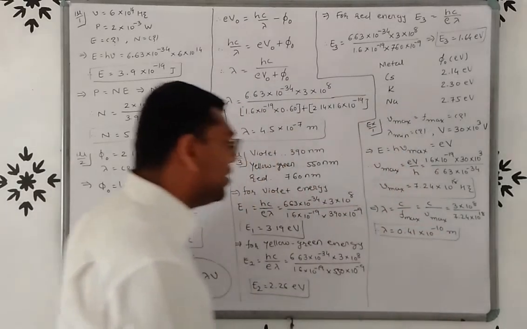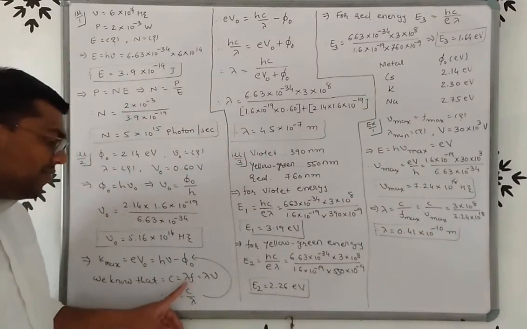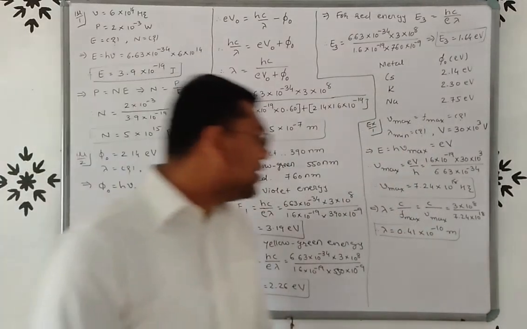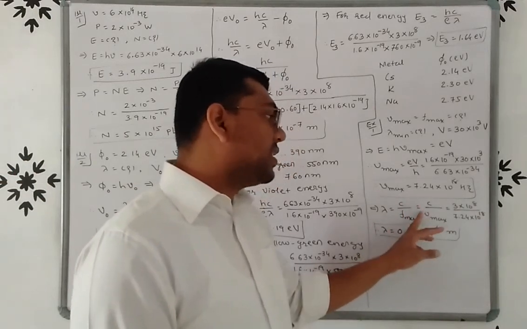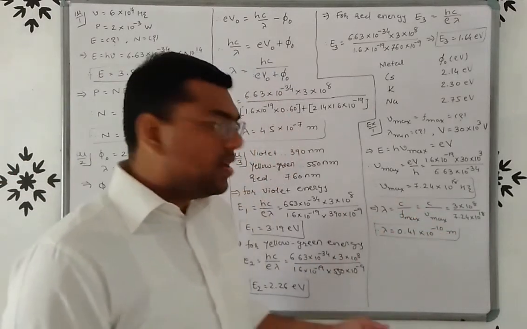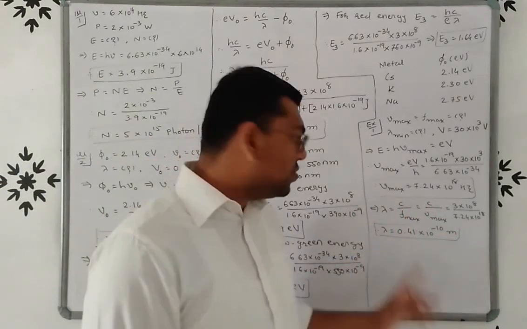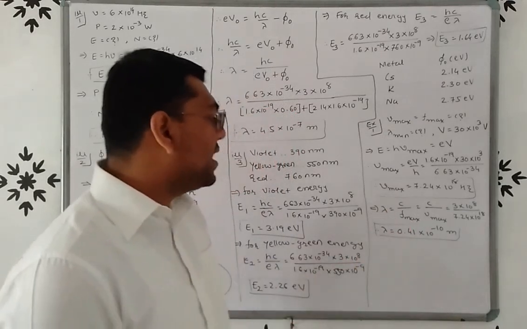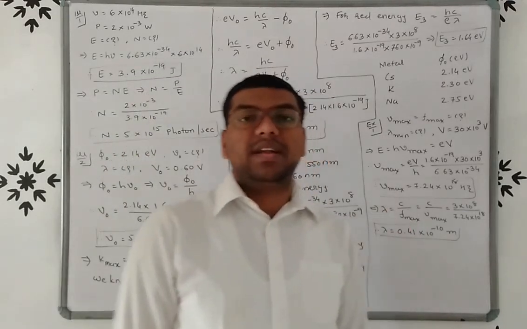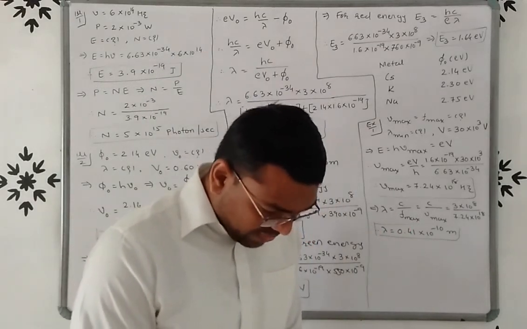Right. So we already know the formula of wavelength, from c is equals to lambda f, lambda is equals to c by f. So lambda is equals to c by f maximum, or you can say c by nu maximum. Right. So if frequency is maximum, then wavelength is minimum. So minimum wavelength will be 0.41 into 10 raised to minus 10 meter. Right. So this is the example 1.